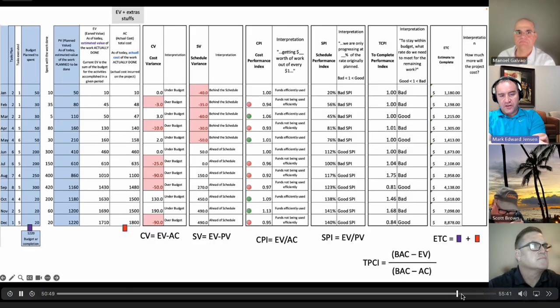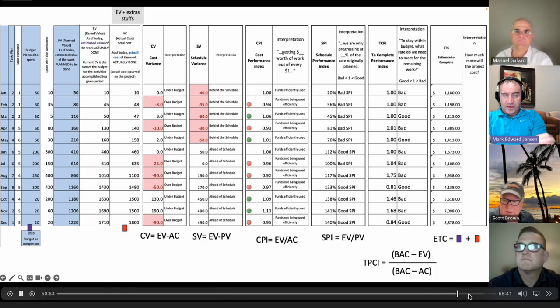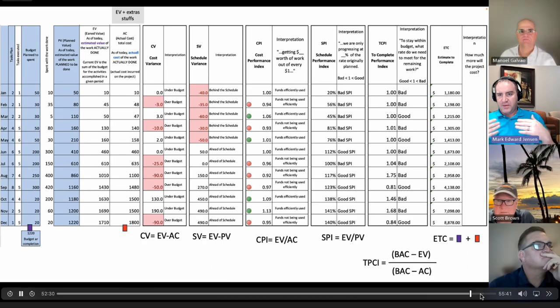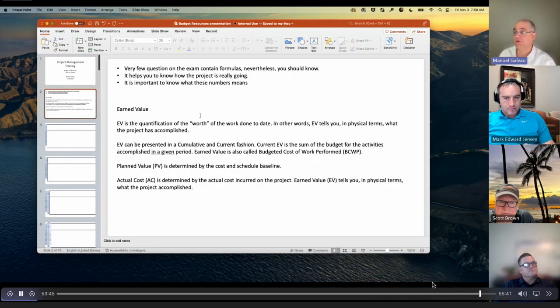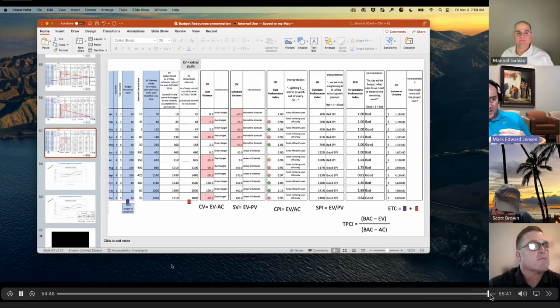One of the other things you can do as a project manager once you have all this data is think through the concepts behind what's going on here. Good to be aware of. And as I said at the very beginning, during the test very few questions will contain formulas, but these formulas will help us understand the meaning behind these numbers. If you just understand those four and you know how to calculate the others, then you'll be in good shape.